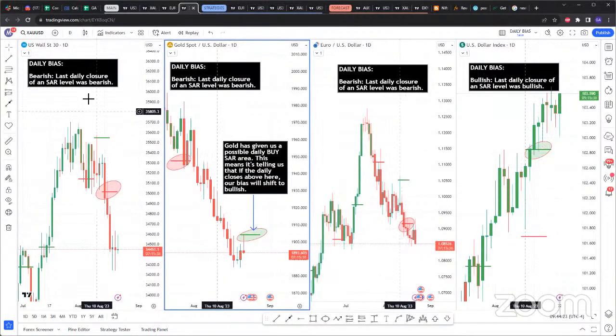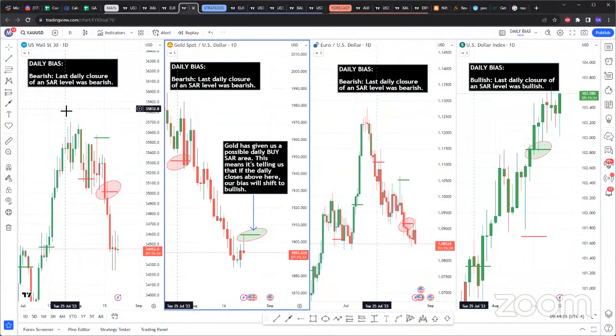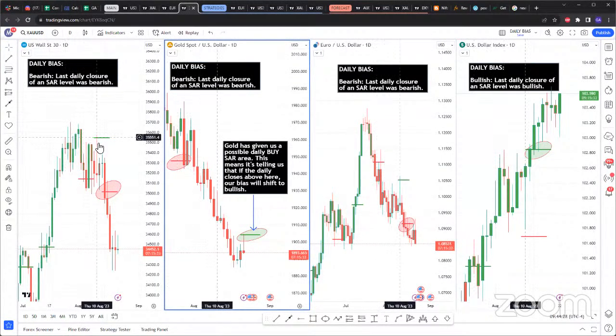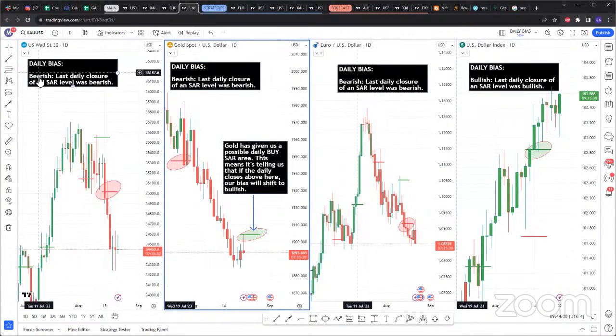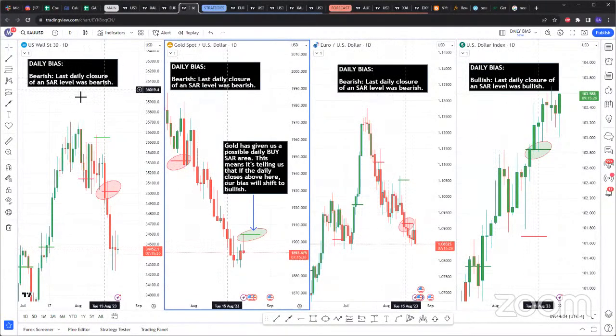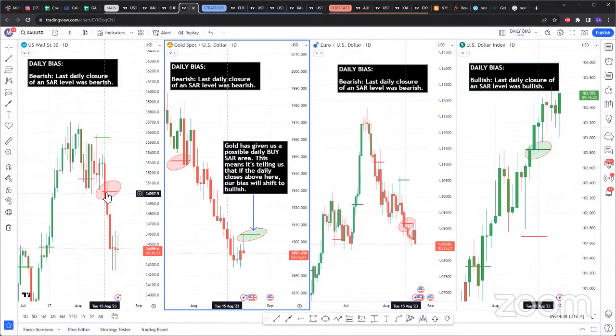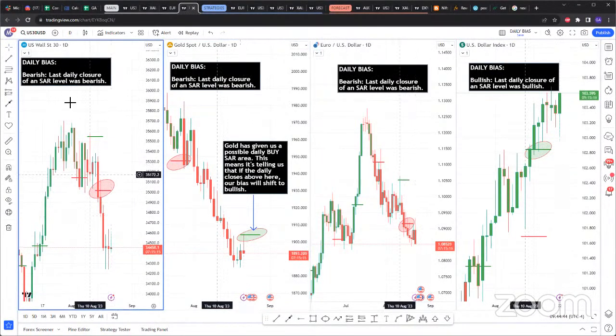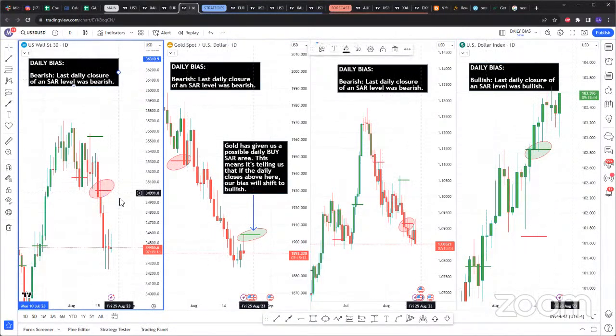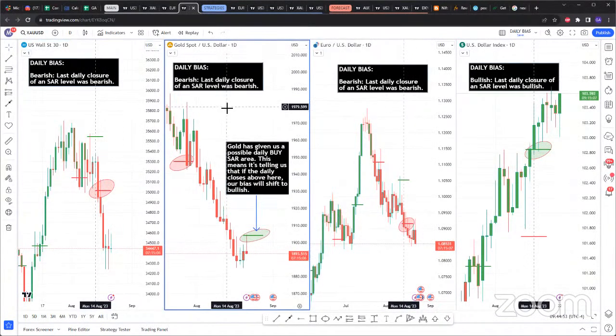And then for me to follow the daily bias, I would have to check. For example, here you can see the daily bias on US 30 for me is bearish, because what is the last daily closure of an SAR level? It was a sell closure below, it was a sell SAR. So I am bearish on US 30 until US 30 creates a buy or bullish SAR level and closes above it.